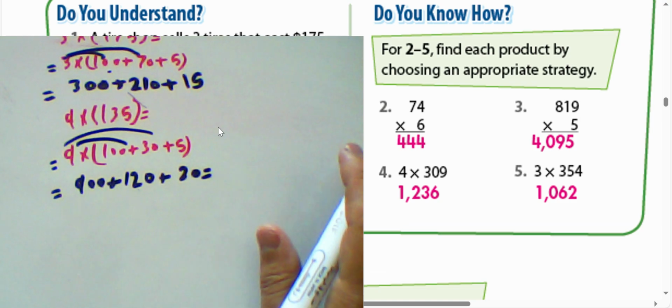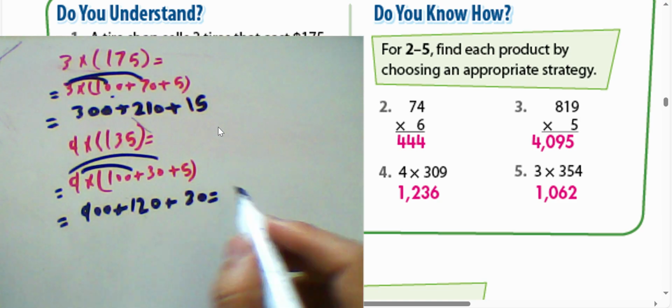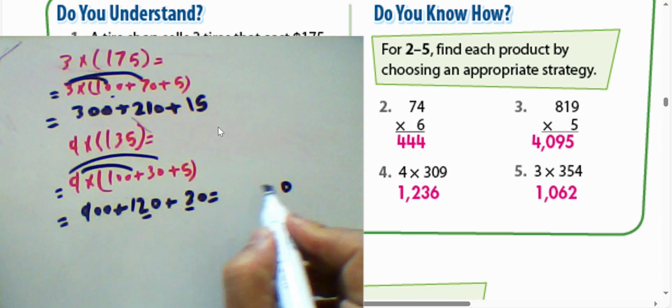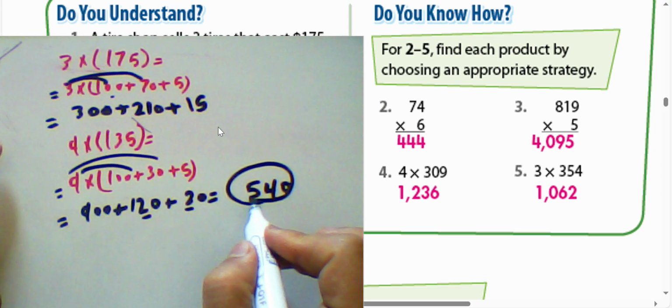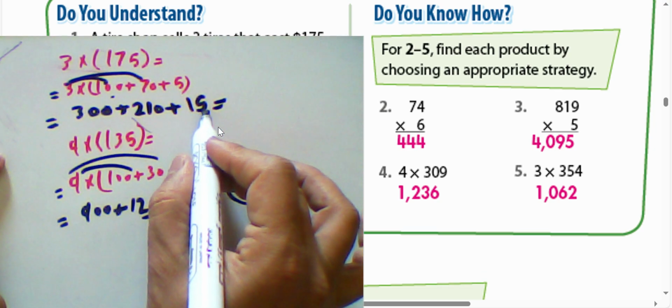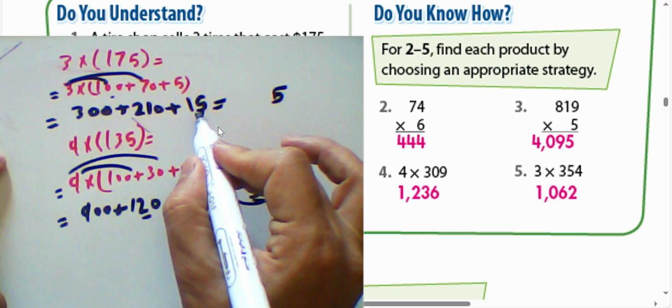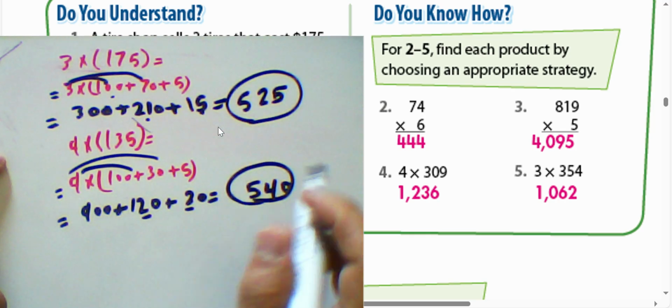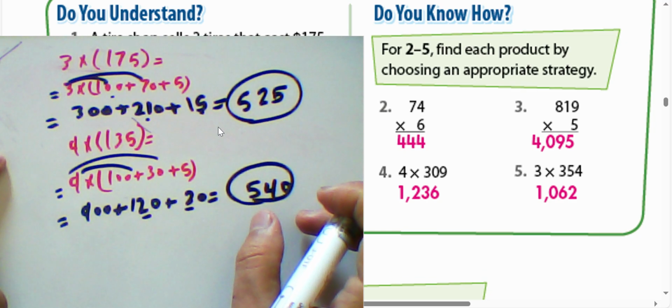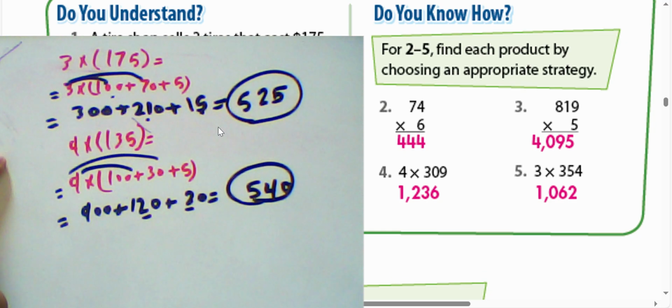Okay, you can add together here to find the result. 0 plus 0 plus 0 equals 0. 2 plus 2, 4. 1 plus 4, 5. We have 540 here, and then we can add together 5 plus 0 plus 0, 5. 1 plus 1, 2. And 3 plus 2, 5. 525. Then the result here is less than the product between 4 and 135.